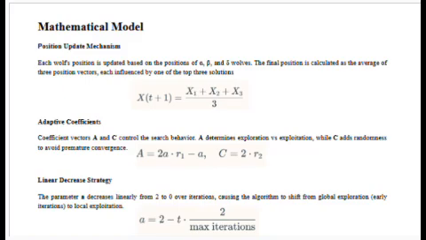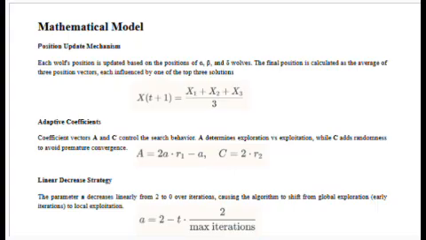The crucial part of the algorithm is the linear decrease strategy, where parameter A decreases linearly from 2 to 0 across iterations. This ensures that the algorithm focuses on exploration at the beginning and shifts to exploitation as it progresses.